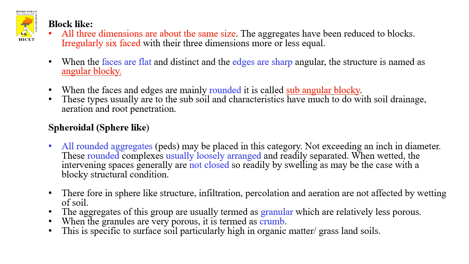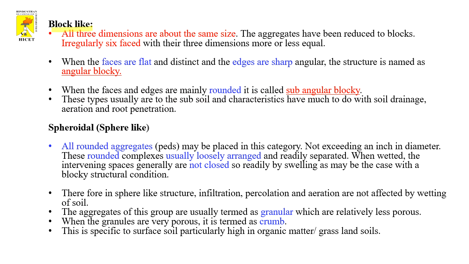The other one is the block-like structure. A block-like structure means all three dimensions, the x-axis or y-axis, horizontal axis and vertical axis, are the same, and it breaks into blocks. This is also divided into two, angular blocky and subangular blocky, based on their faces, whether the faces are flat or edged or sharp. When the edges are sharp, it is angular blocky. When the faces and edges are rounded, it is subangular blocky.